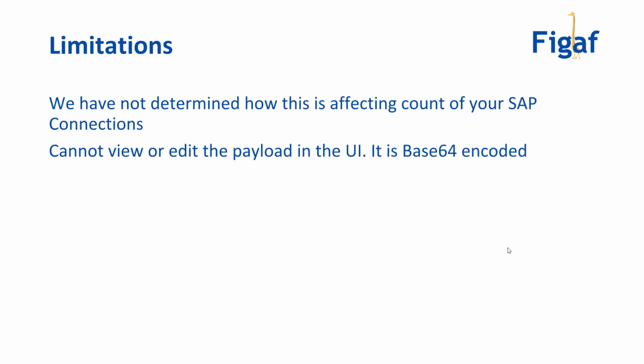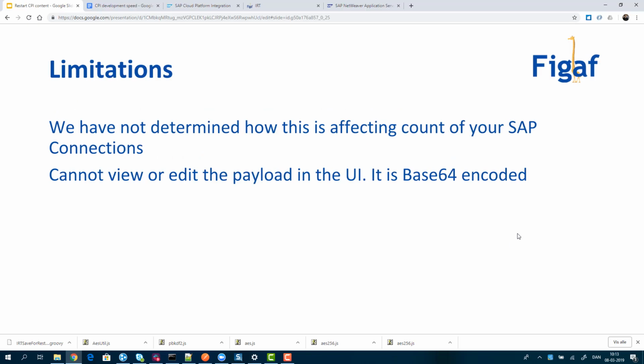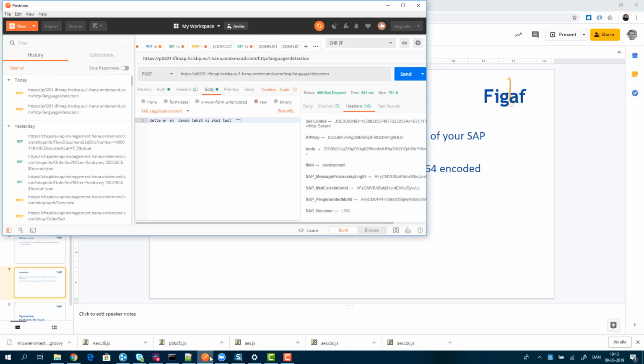We have some limitations. We currently do not know how this affects the count of your SAP connections, and I would assume that in some scenarios it can increase it. You cannot view or edit the payload in the UI. It is base64 encoded, and I would assume that at some point we will add this functionality. So let me just show you how this works.